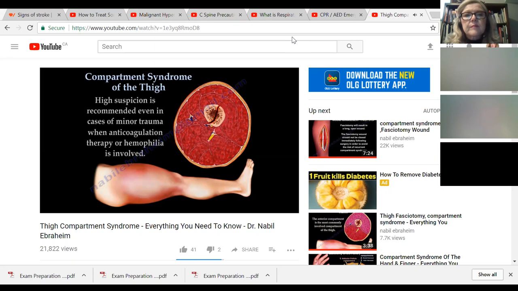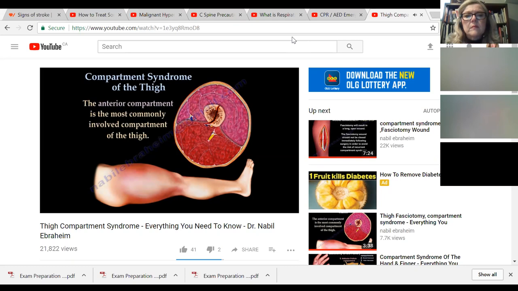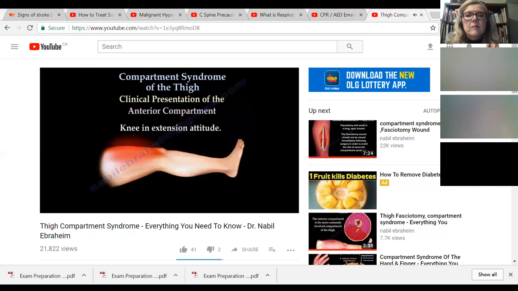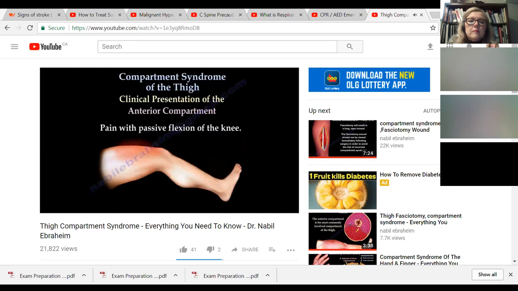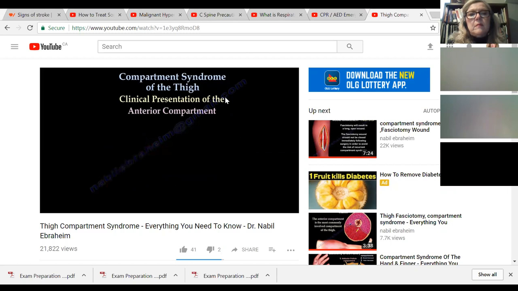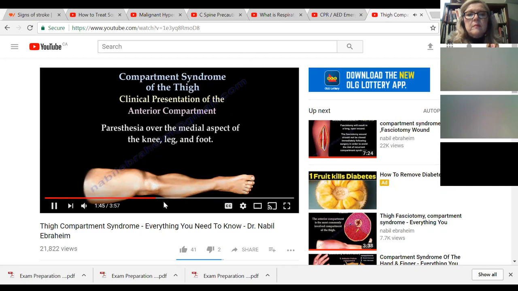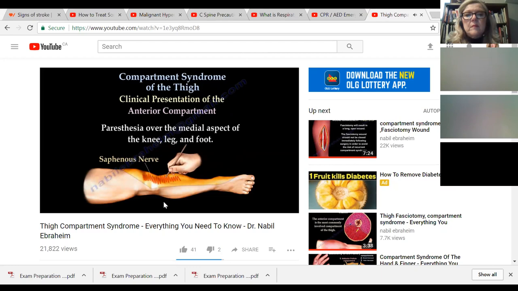Hemophilic patient, the anterior compartment is the most commonly involved compartment of the thigh. Clinical presentation of anterior compartment: knee in extension attitude, pain with passive flexion of the knee because we're stretching the quadriceps muscle. Severe tenderness over the anterior thigh. Paresthesia over the medial aspect of the knee, leg, and foot. It is the course of the saphenous nerve. Weakness on knee extension.